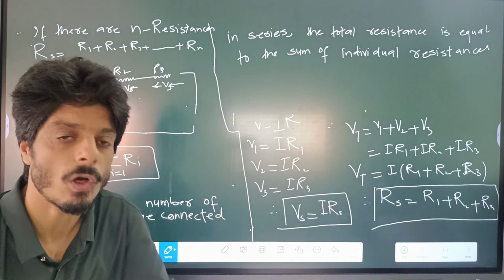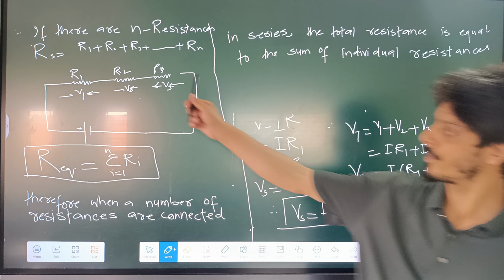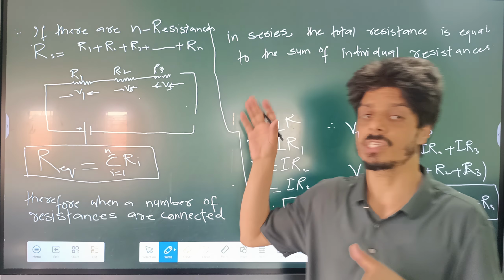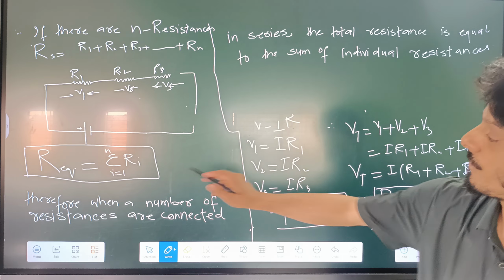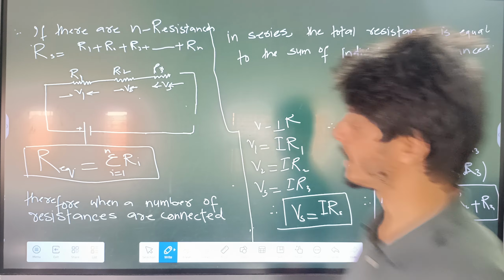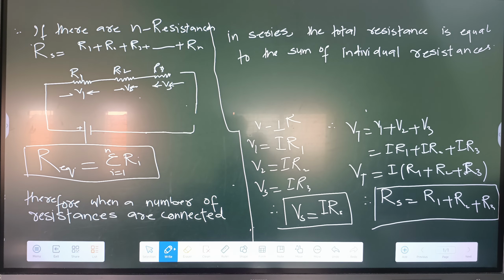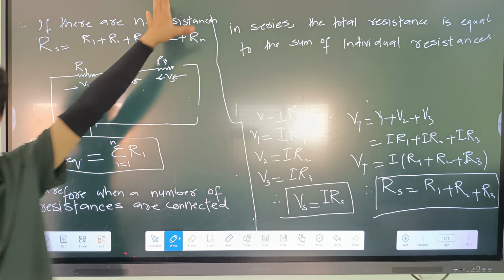So it means when a number of resistances are connected in series, R1, R2, R3, R4 up to Rn, then the total resistance of the system is equal to the sum of individual resistances, which is given here. So that's how to calculate the resistance in series. So this was all about the resistance in series.